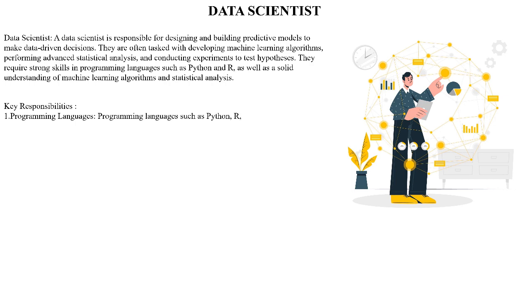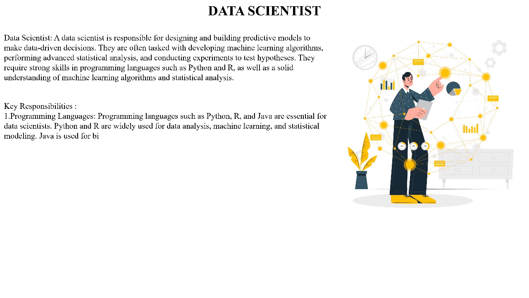Key responsibilities. 1. Programming languages. Programming languages such as Python, R, and Java are essential for data scientists. Python and R are widely used for data analysis, machine learning, and statistical modeling. Java is used for big data processing and distributed computing.